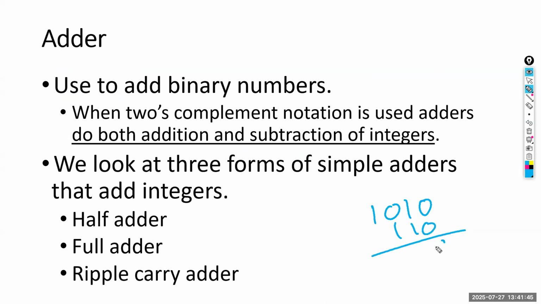Say 0 plus 0 is 0. 1 plus 1 is 2. 2 means 0 giving 1. 1 plus 0 plus 1 is 2. 2 means we don't keep anything. We give it to the next level. 1 plus 1 is 2. 0 giving 1.